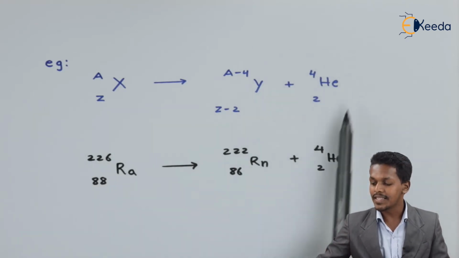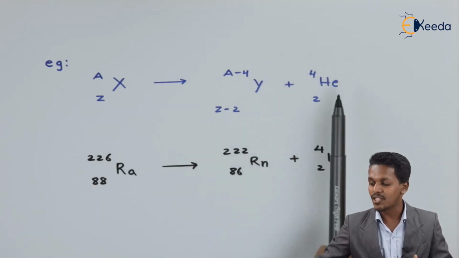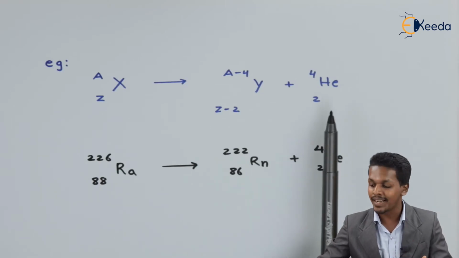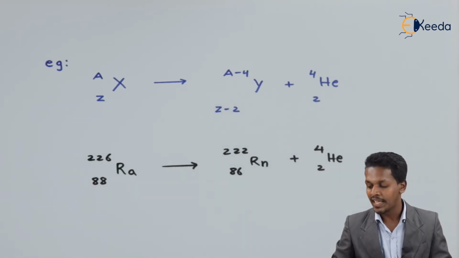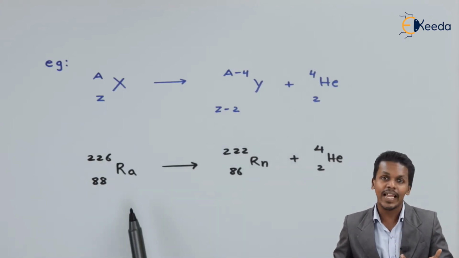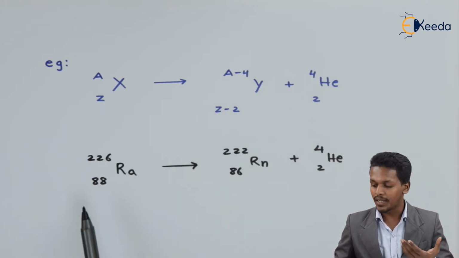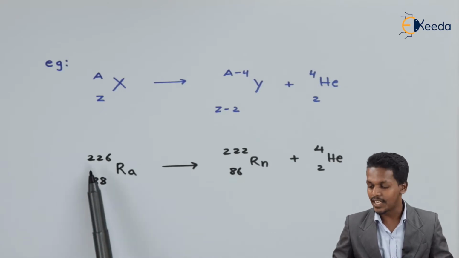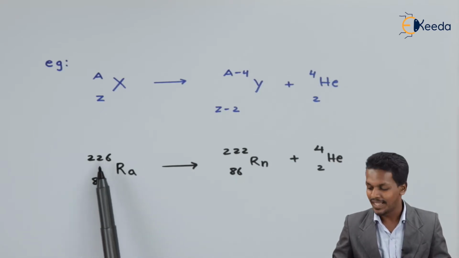So this is just the general process showing how the alpha particles are emitted and how the changes occur. So let me talk about another example. Suppose we have considered radium. Radium has an atomic number of 88 and an atomic mass of 226.